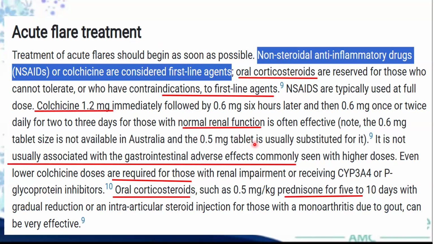And here they say colchicine is usually not associated with GI adverse effects, right? So if they give you a question with a patient having peptic ulcer disease, your choice will be colchicine because it doesn't have any GI adverse effects. Even lower colchicine doses are required for those with renal impairment. So you generally can give it only in normal renal function, but if there is renal impairment, you still can give in low doses. But if GFR is less than 30, you have to completely avoid colchicine, right?